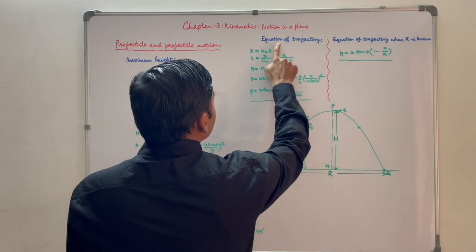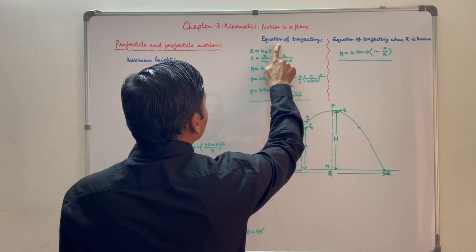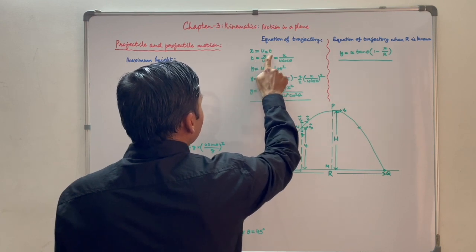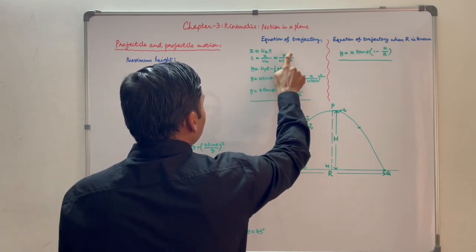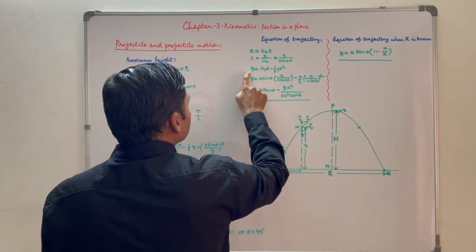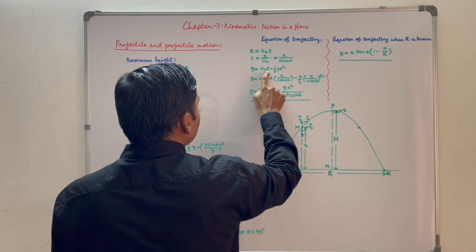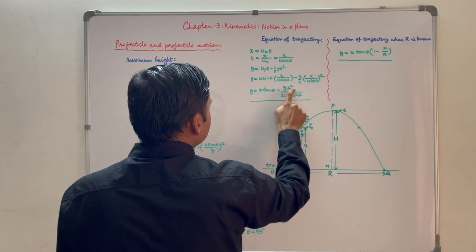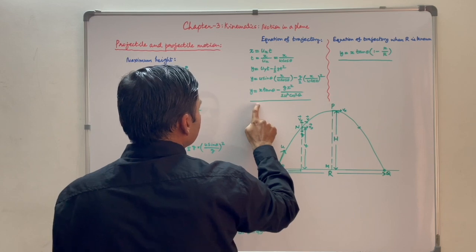Equation of trajectory. Equation of trajectory is the relation between horizontal and vertical displacement, that is x and y, independent of time. Horizontal displacement x is given by u_x t. So t is equal to x upon u_x, and u_x is equal to u cos theta. So t is equal to x upon u cos theta. Vertical displacement y is equal to u_y t minus half g t square. Put the value of t as x upon u cos theta. So y is equal to x tan theta minus g x square upon 2u square cos square theta. This is the equation of trajectory.